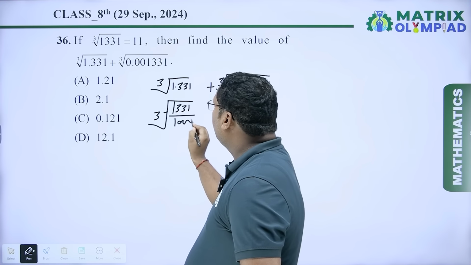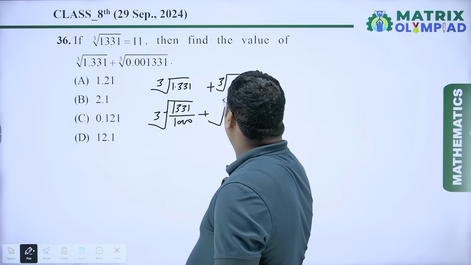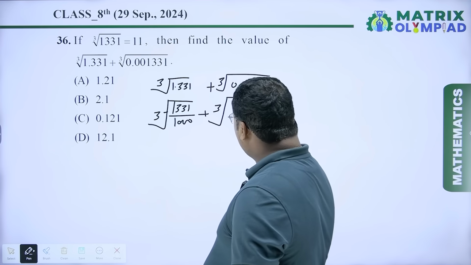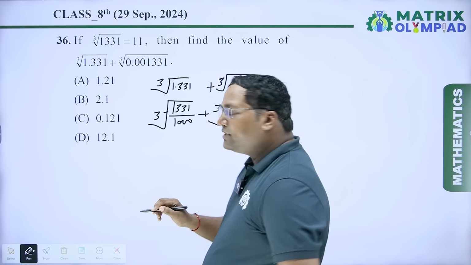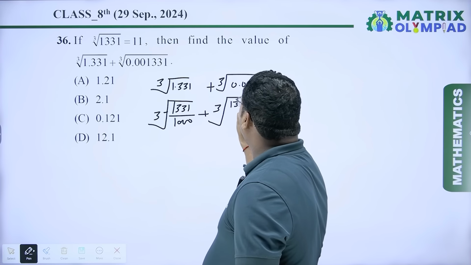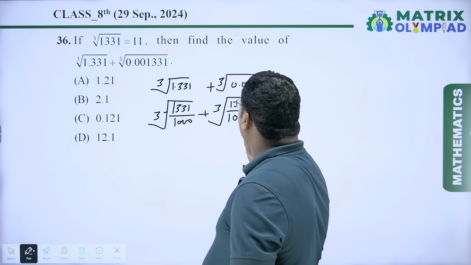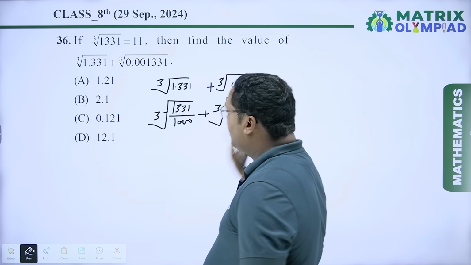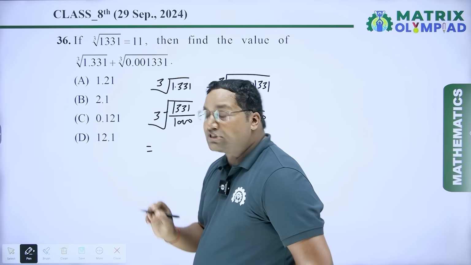So we will get 1331 divided by 1000, plus the cube root of 0.001331. Here after the decimal there are 6 digits. So we write it as 1331 divided by 1 and 6 zeros: 1, 2, 3, 4, 5 and 6. And we know the cube root of 1331, which is given as 11.